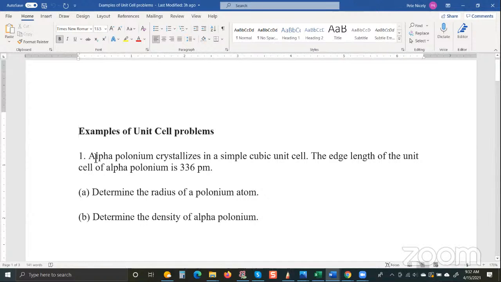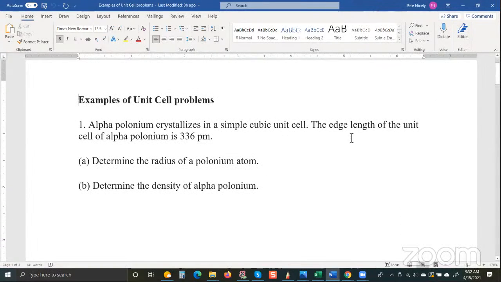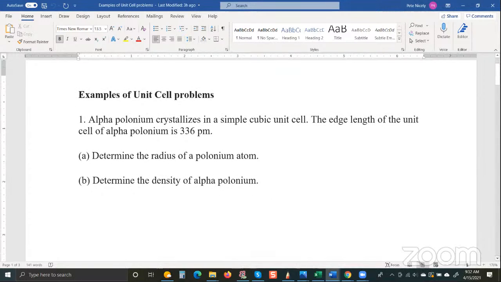It talks about an element, polonium, the alpha allotrope of it, and it says that it crystallizes into a simple cubic unit cell. The edge length of the unit cell for this element is 336 picometers. And the first question is for you to determine the radius of the polonium atom, and then to determine, based on the information provided, the density of alpha polonium.